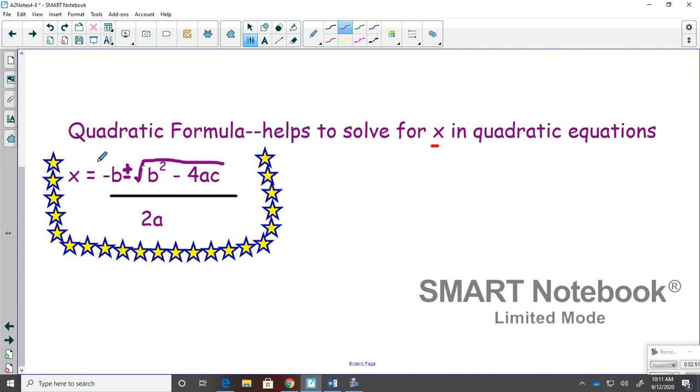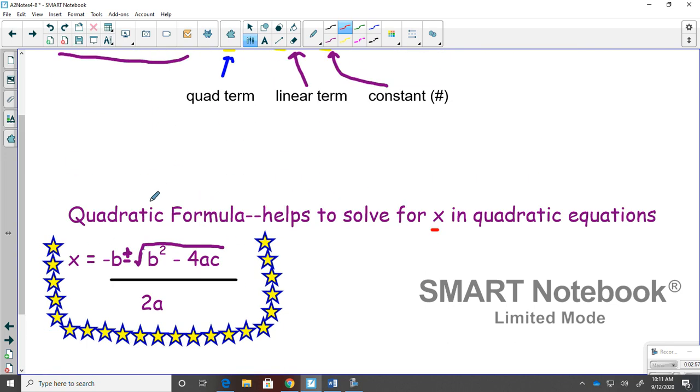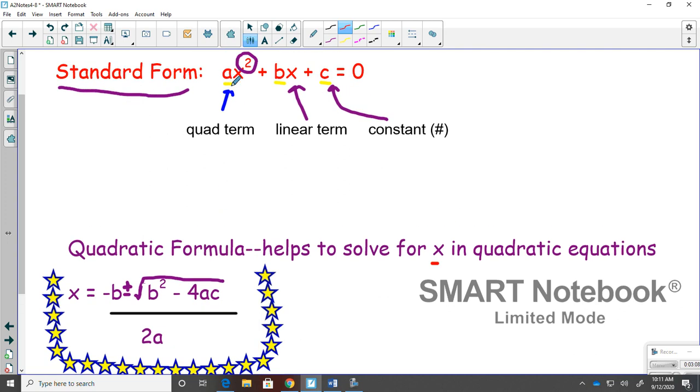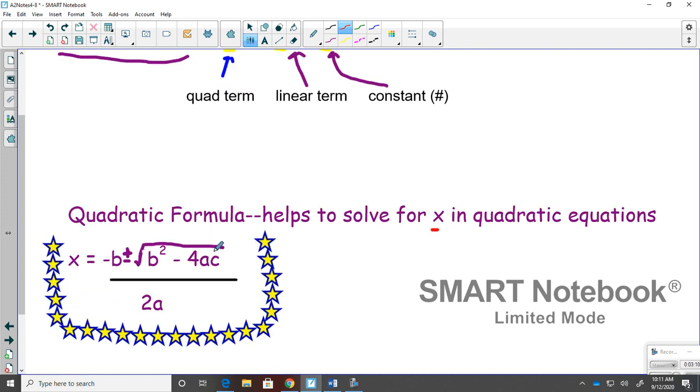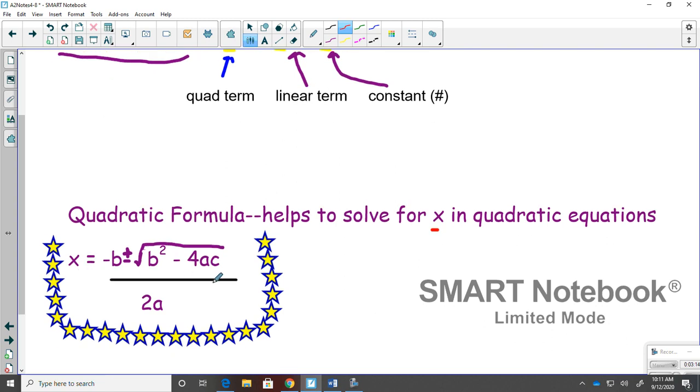X is equal to negative b, and b stands for, again, the coefficient of the linear term, plus or minus the square root of b to the second minus 4 times the value of a, which is the coefficient of the quadratic term, times the value of c, which is the constant. You're going to divide all that by 2 times a.